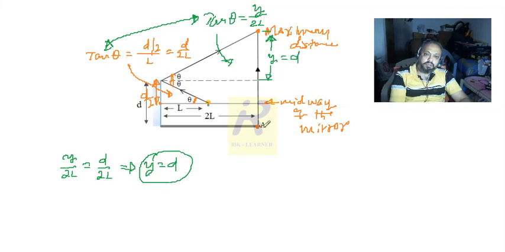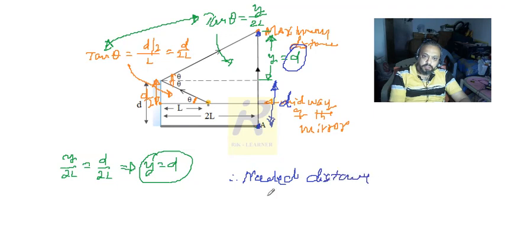What we actually have to find is the total distance from this point to this point. From here to here, I have to add the distance d, which is equal to the width of the mirror, and this distance y also. So the needed distance is equal to y plus d. That is d plus d, which equals 2d. So this is the answer.